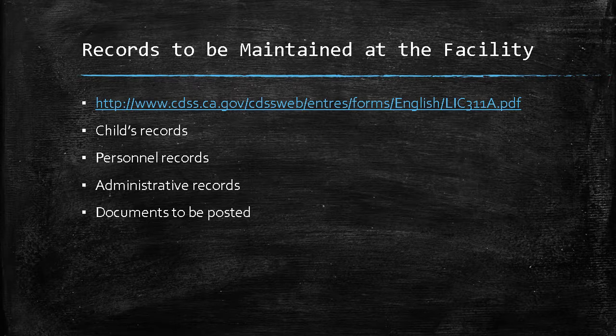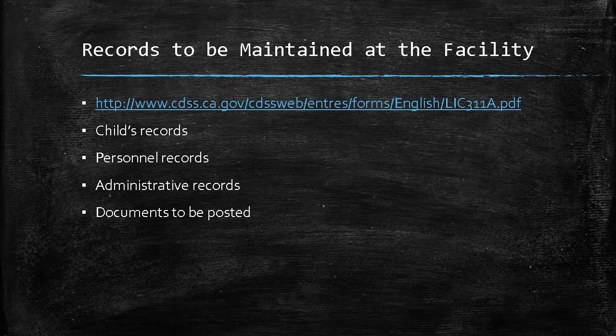So here is a link to the licensing 311A, which is a PDF, but what it's called is Records to Be Maintained at the Facility. This is so huge. This is all of the things that you need and the things that you need to post. So we're going to talk about child's records, personnel records, administrative records, and then the documents to be posted.